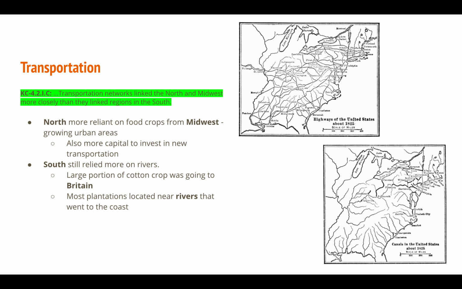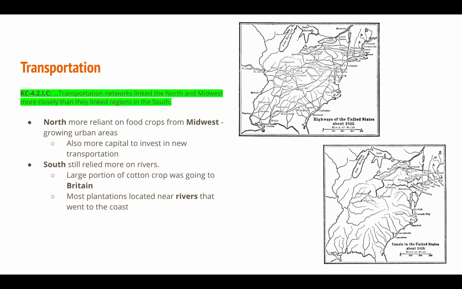So the North is becoming more reliant on the food crops in the Midwest. That's why they're investing more heavily in that transportation. Also, the North has more capital to invest in new transportation, because they're making a lot of money from the factories. They're looking to increase their economic activity in other sectors like finance and insurance.